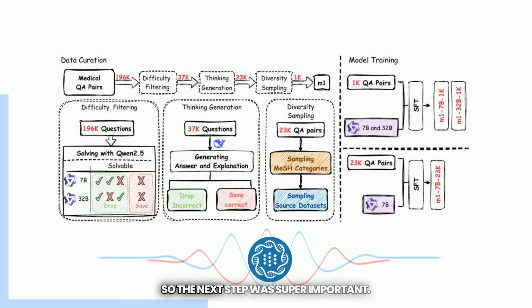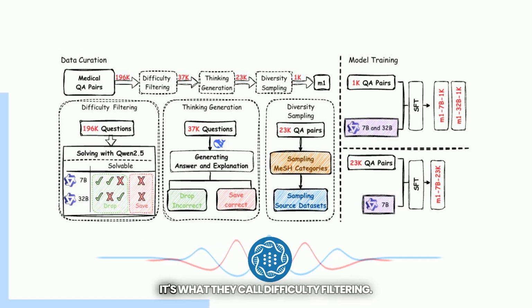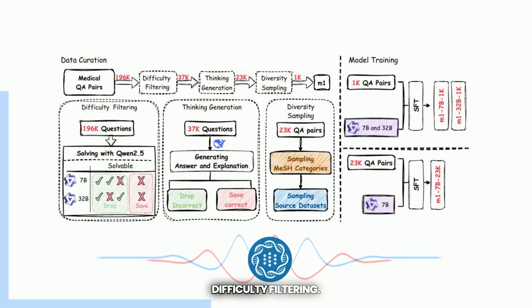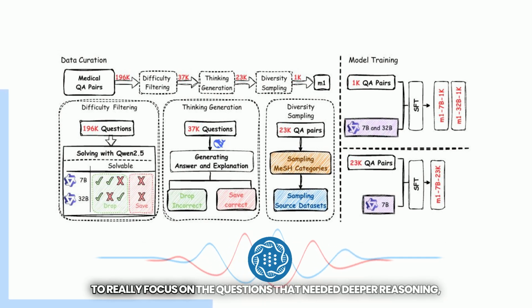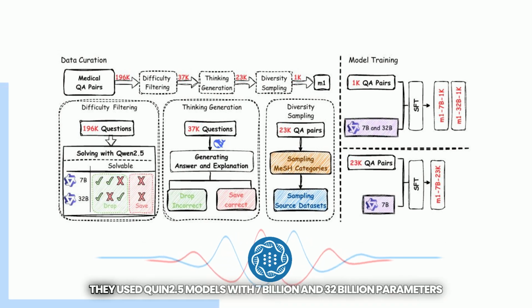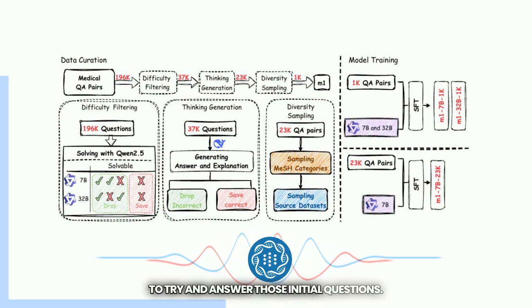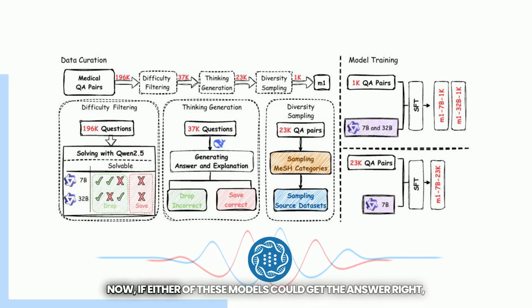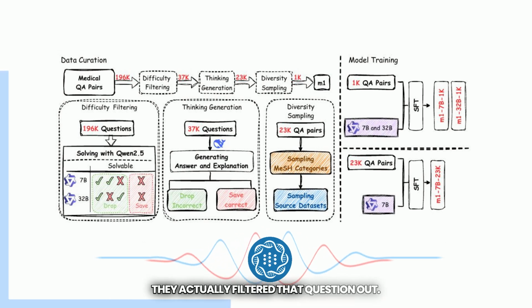Absolutely. So the next step was super important. It's what they call difficulty filtering, to really focus on the questions that needed deeper reasoning. They used pretty advanced LLMs themselves. They used Qwen 2.5 models with 7 billion and 32 billion parameters to try and answer those initial questions. Now, if either of these models could get the answer right, they actually filtered that question out.